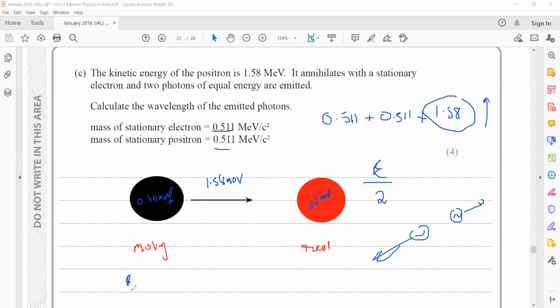And you will use the formula E equals hc over lambda to get the wavelength. But the problem here is the unit. Because when I solve this, like 0.51 plus 1.58 plus 0.51 again, when I calculate this energy, that energy is in electron volt, mega electron volt. So first, to use this formula, E equals hc over lambda, energy should be in joules. So I will convert that energy into joules.